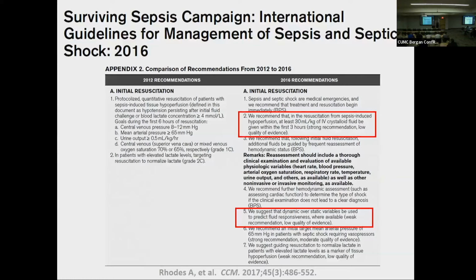I won't go into each of the dynamic measures, but we'll talk about dynamic measures and using them in general when we talk about the classic trial. And then lastly, I'll show you the study that made them say you can use normalization of the lactate as an effective surrogate for if the patient is resuscitated enough.